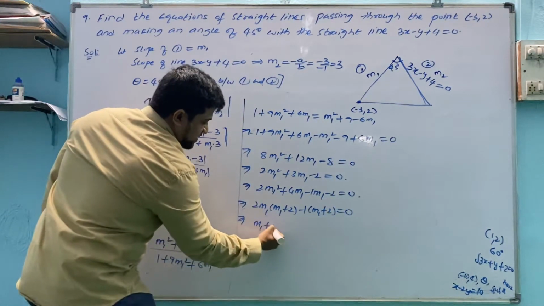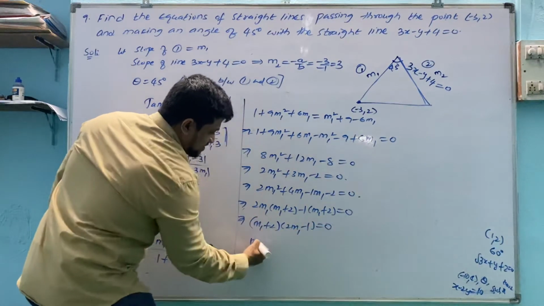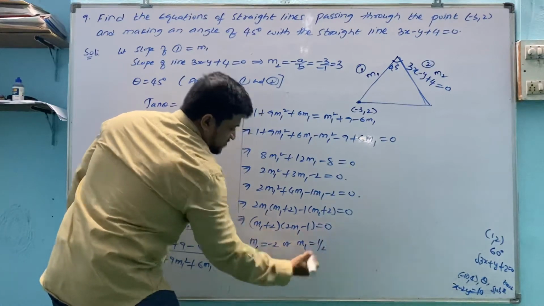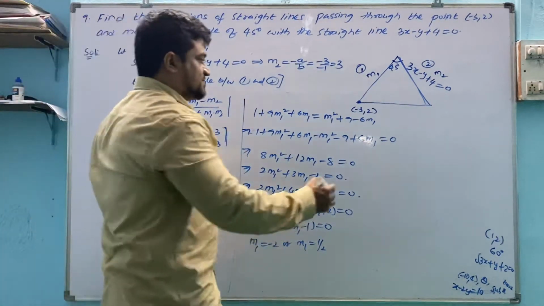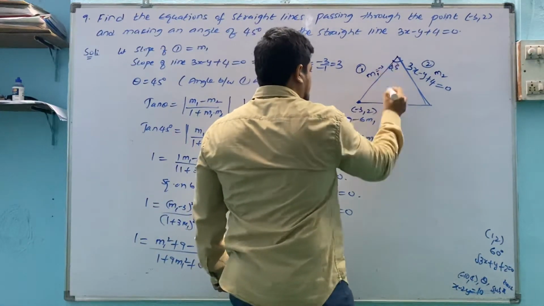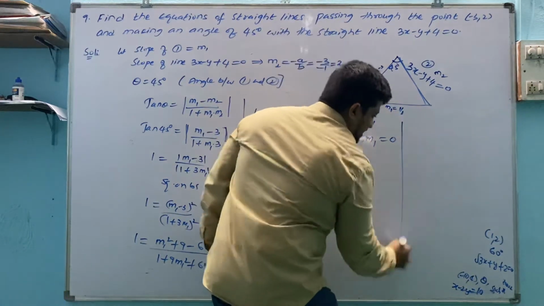(m1 + 2)(2m1 - 1) = 0. m1 = -2 or m1 = 1/2. We got two m1 values. So the first m1 we got here is -2, and the other m1 is 1/2. Now we have two cases.